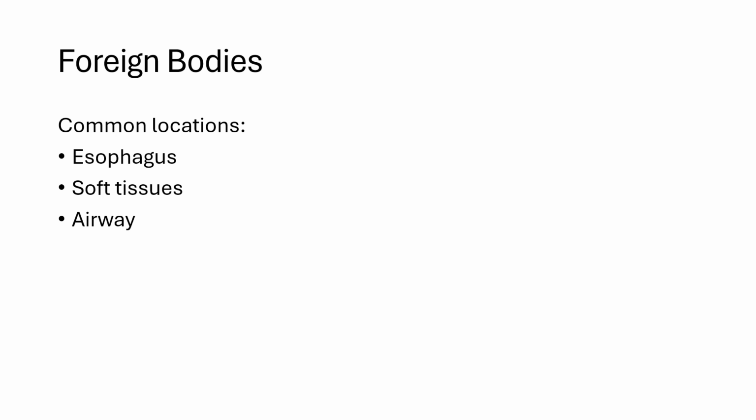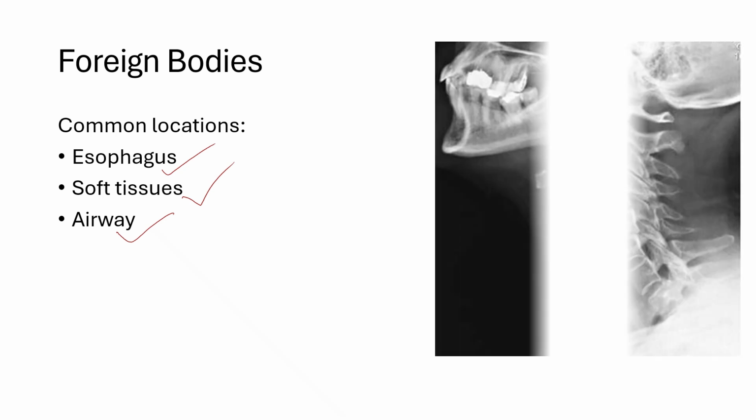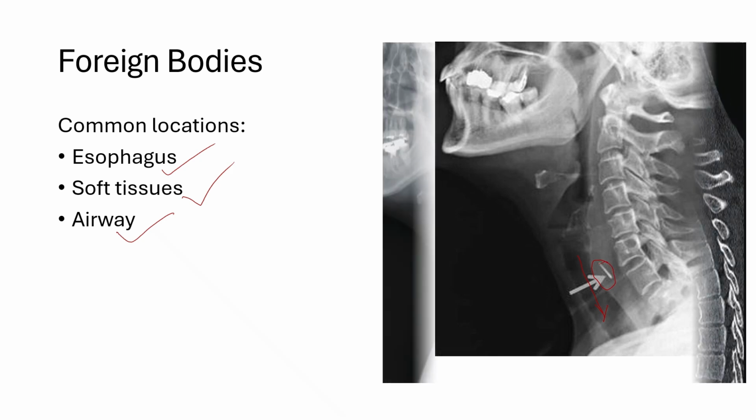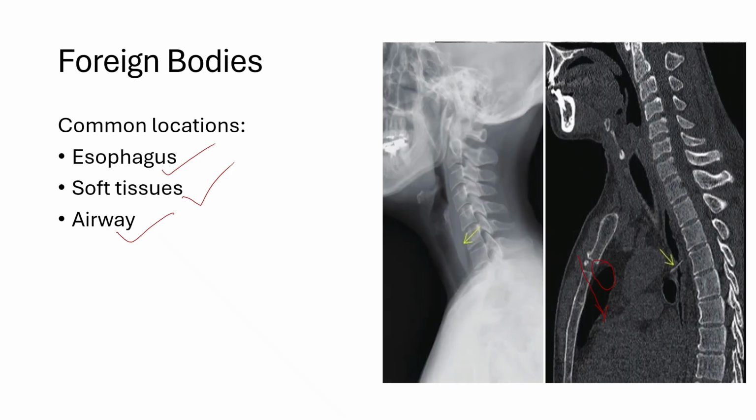So what are the common locations? Most common location is the airway. So in pediatric, comatose and trauma patients, airway foreign body is most common. After that the esophageal and then soft tissue. So we can see here in this X-ray, this lucent area is trachea. Posterior to the trachea there is a linear foreign body. So this is the esophageal foreign body. This is another case of esophageal foreign body. Here we can see it in CT scan.